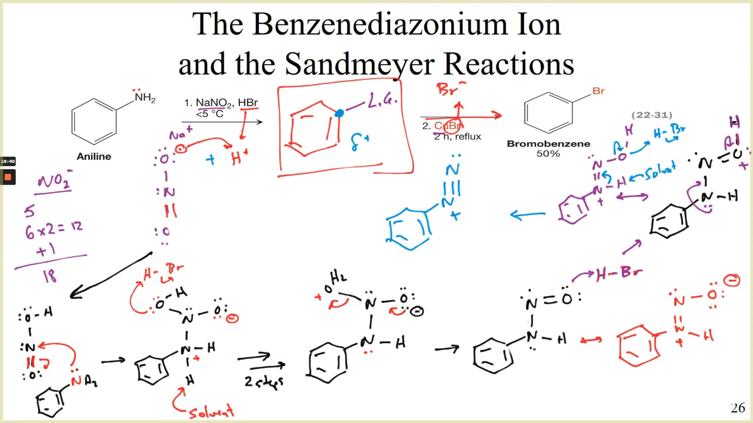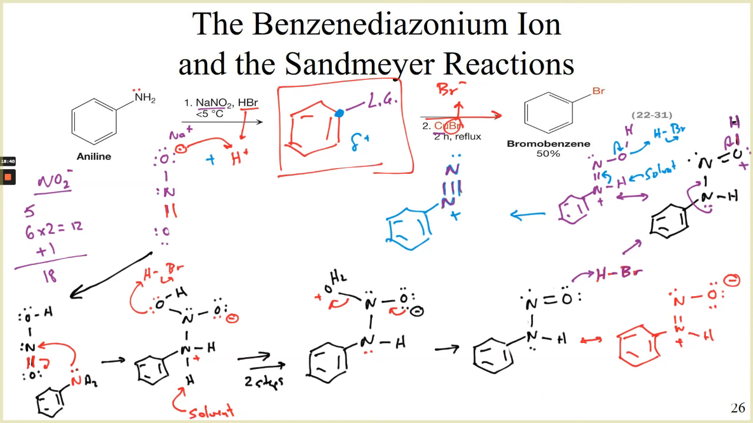Does this satisfy what we've got in our red box? Right? Well, we have a positive nitrogen. We said we wanted a positive carbon. Right? So let's hold off on looking at the positive aspect and let's consider the leaving group. Is this a decent leaving group?